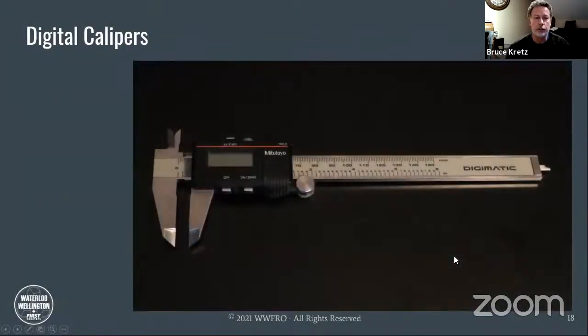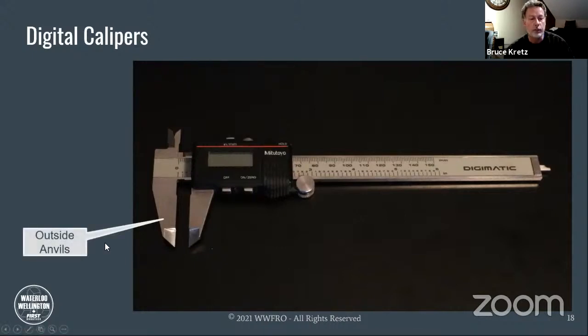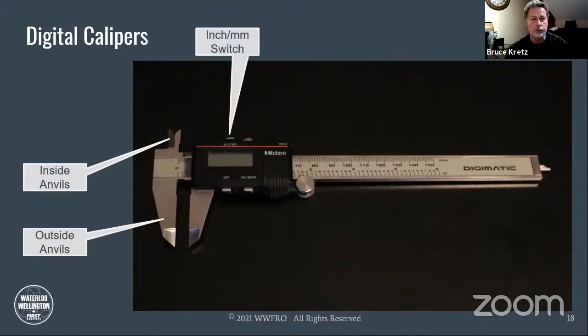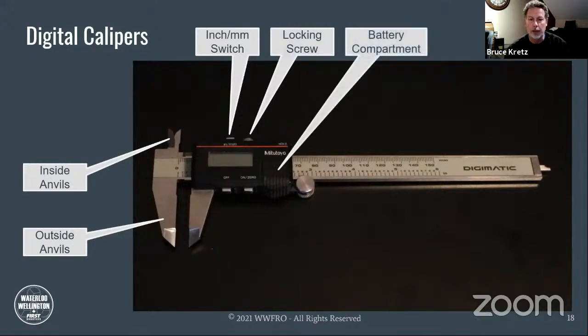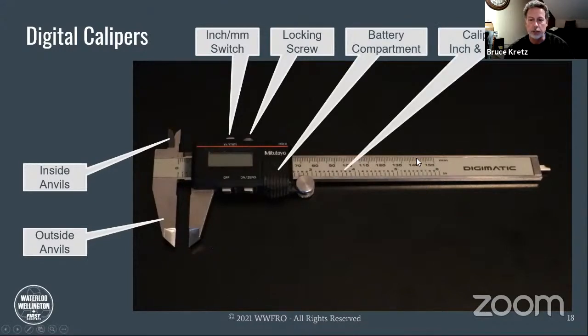So let's talk about digital calipers. This is my handy dandy caliper set here. Let's take a look at the different features of calipers. You have outside measuring anvils. At this point, you have inside anvils for measuring the inside of a hole or depression. You have a button which switches from inches to millimeters, and a locking screw to hold the slide. Battery compartment. This is the caliper body, and this particular one has millimeters on the top and inches on the bottom.